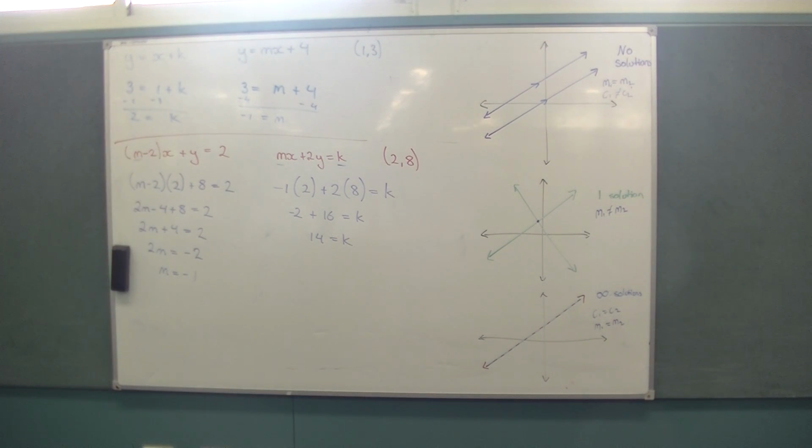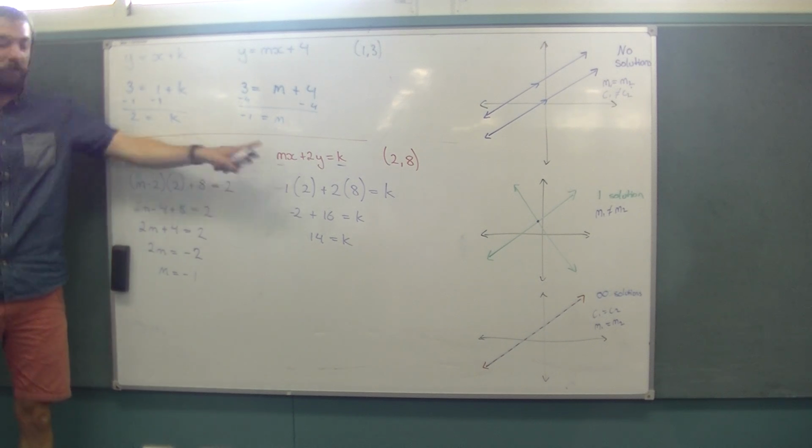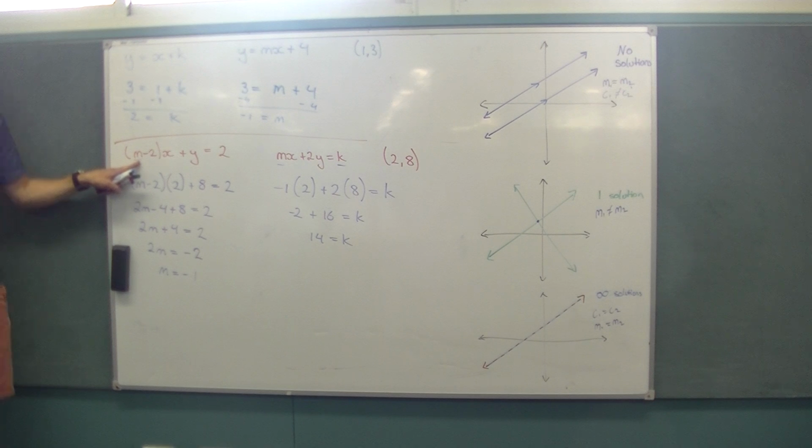I'm so confused. With what? How do we know that those gradients are the same? Are they the same? I don't know, you just put a -1 in there. Well, what variable is that? M. What variable is that? M. Are they the same M's?